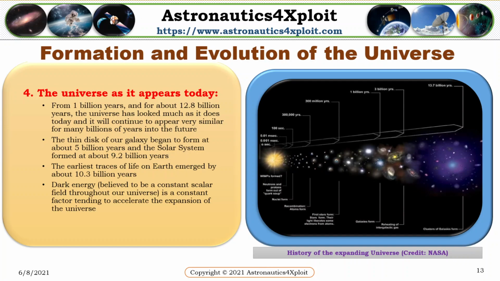For about 12.8 billion years, the universe has looked much as it does today, and it will continue to appear very similar for many billions of years into the future. The thin disk of our galaxy began to form at about 5 billion years, and the solar system formed at about 9.2 billion years. The earliest traces of life on Earth emerged by about 10.3 billion years.